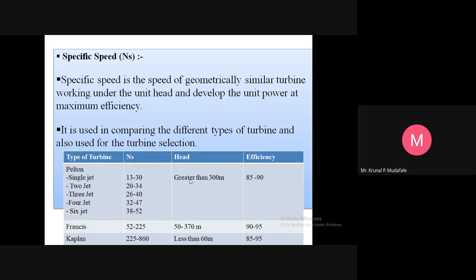And whatever the efficiency, obviously the efficiency is greater than the Pelton wheel, that is 90 to 95%, right. So the efficiency of the Francis turbine is 90 to 95%.